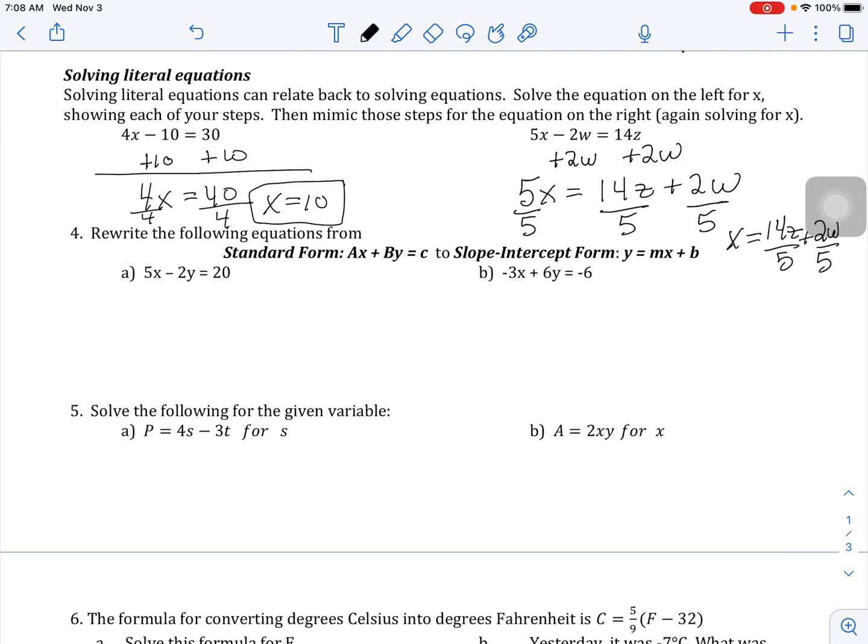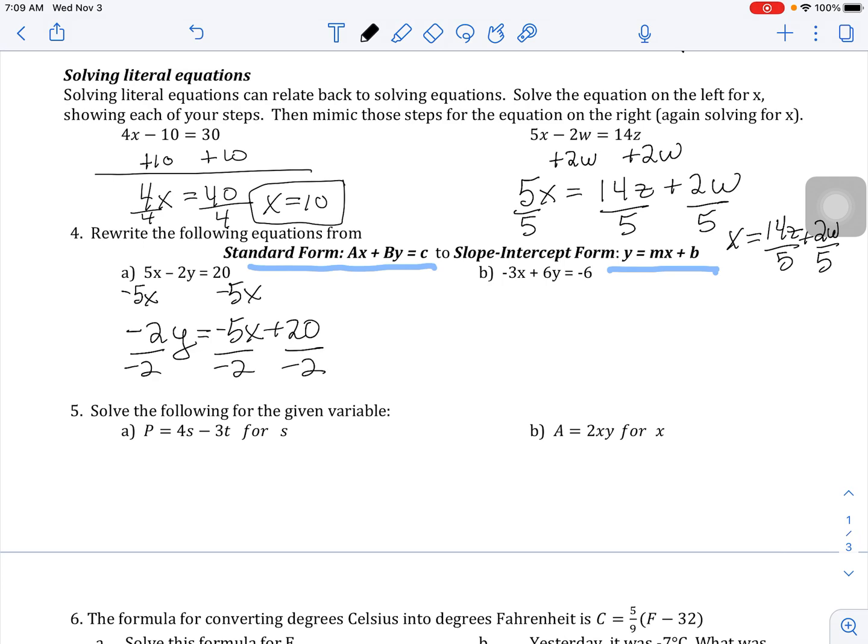You have already learned how to solve for a particular variable when you worked with equations of lines. So when you convert from standard form to slope-intercept form, you do this process called solving for a single variable or literal equations. So in the first one, we're going to solve for y. So we're going to subtract 5x from both sides. So that's going to be negative 2y equals negative 5x plus 20. Divide by negative 2, divide by negative 2, divide by negative 2.